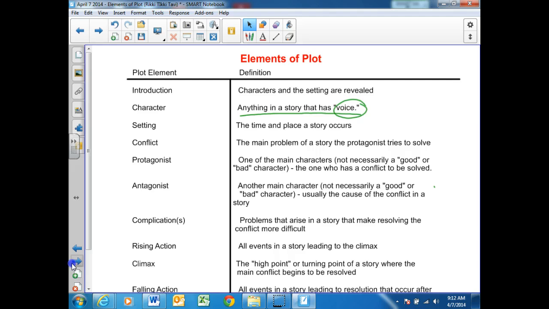The setting, I remember I told you this a moment ago, the setting is the time and place that the story occurs. Generally speaking, you're going to find this in every story. The conflict is the main problem.